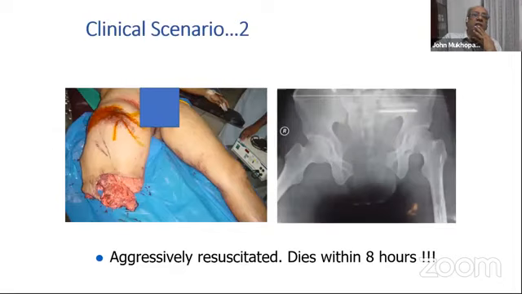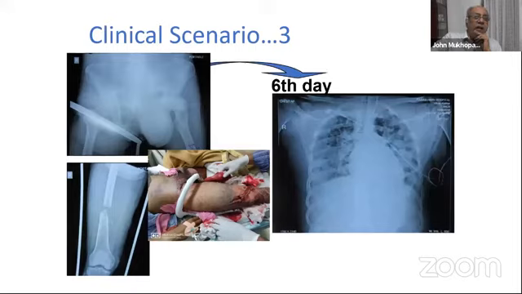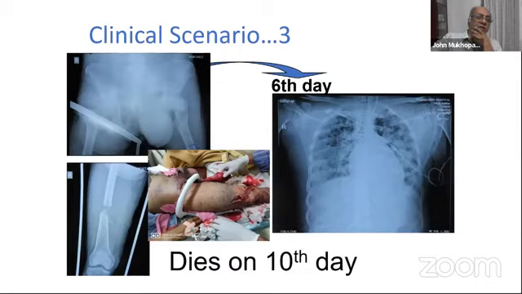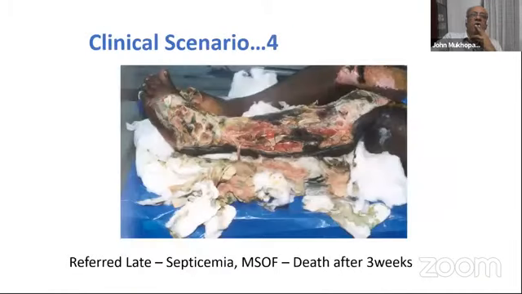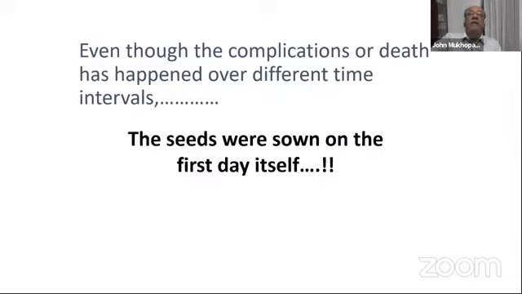So you can have different clinical scenarios. A patient could come in extremis and not respond to your resuscitation and die within 8 to 10 hours. He could respond initially, and by the 4th or 5th or 6th day develop respiratory distress syndrome, and then die by the 8th or 9th or 10th day. Or he could come very late and have septicemia leading up to multi-system organ failure and die after 3 weeks. However, even though the complications or death have happened over different time intervals, the seeds were sown on the first day itself.